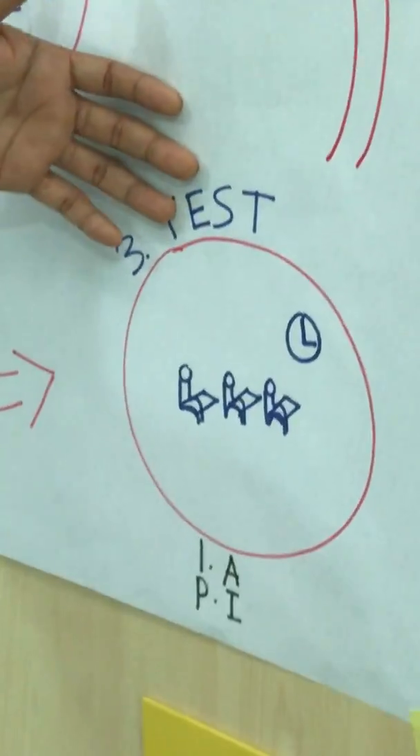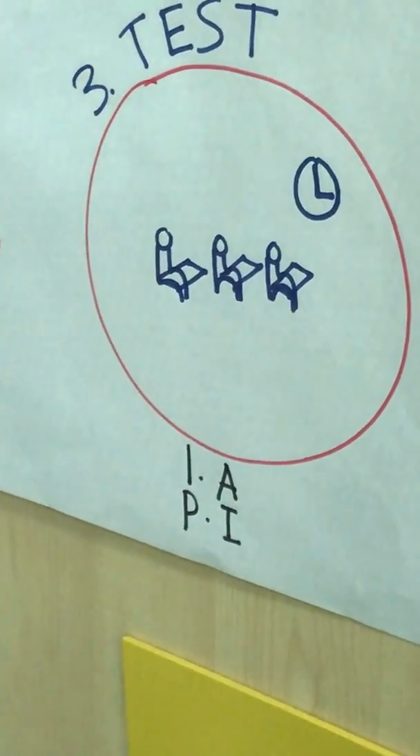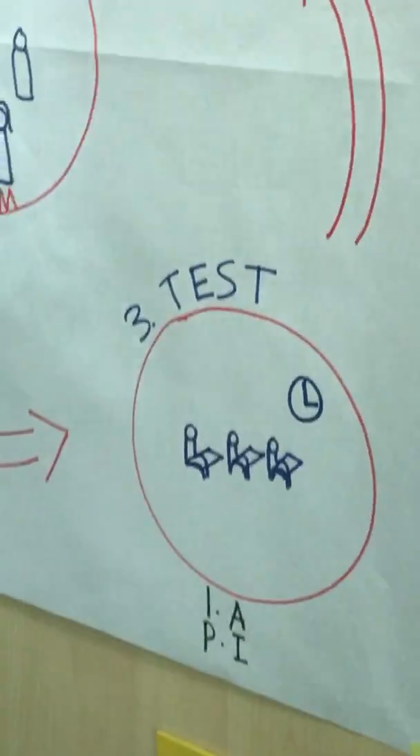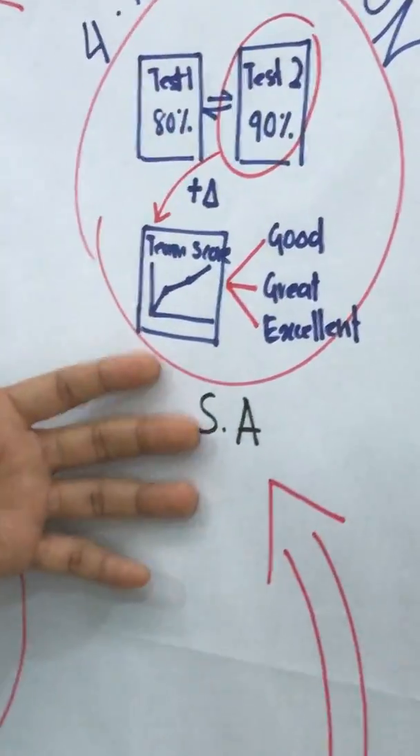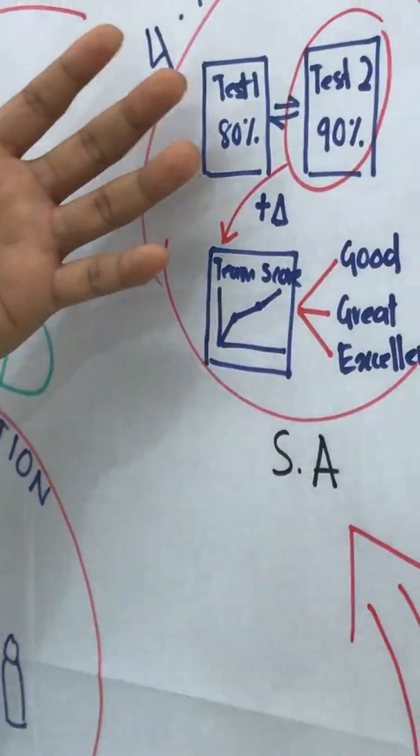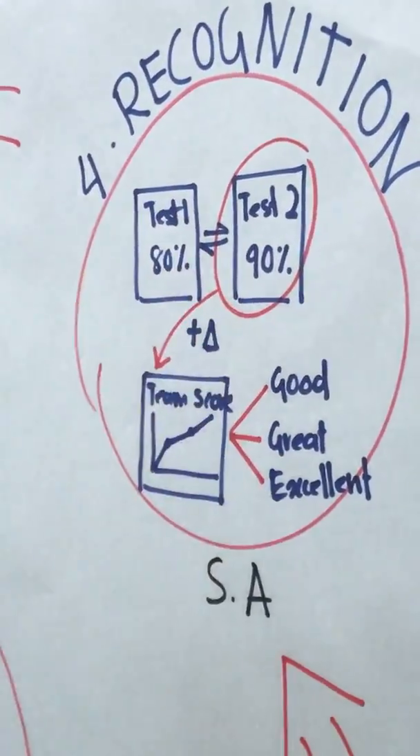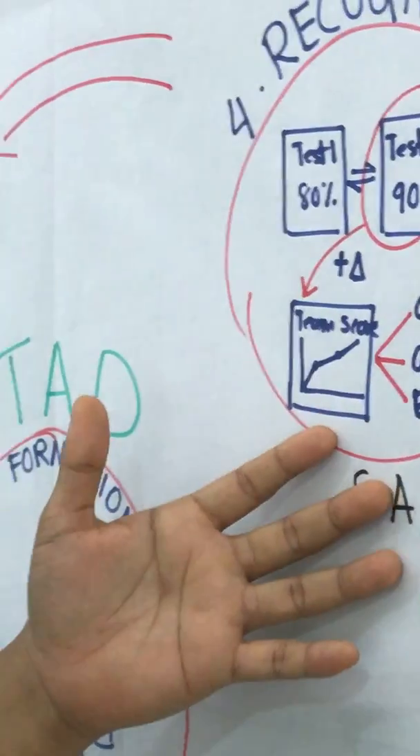Over here in the test part, they have individual accountability and also positive interdependence, where they have to study and also present their work in the test. And finally, they will be doing a self-assessment, where their effort is evaluated by the lecturers, and that will also contribute to the team's understanding.